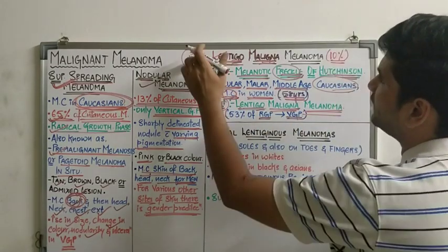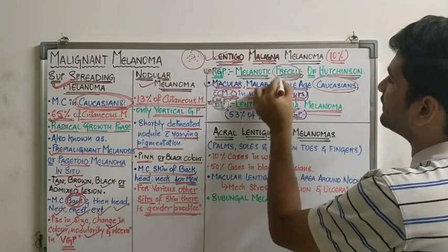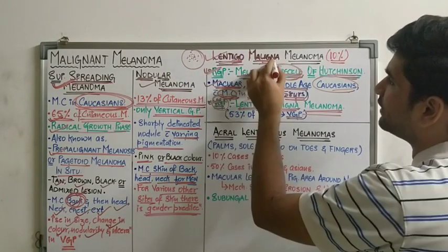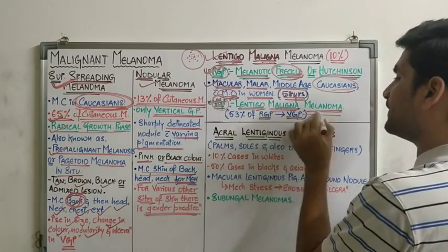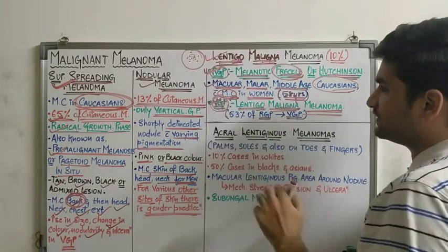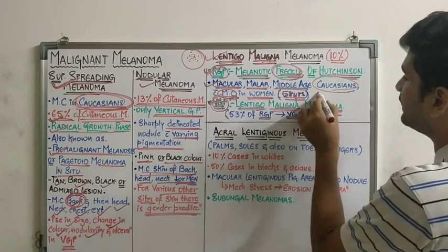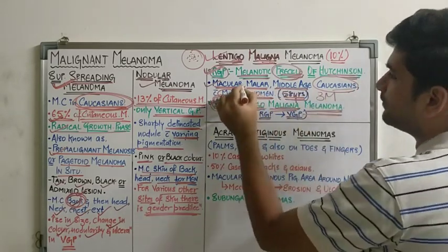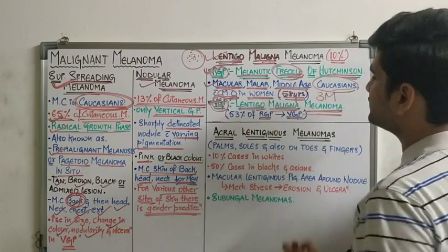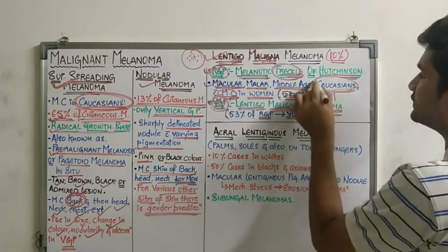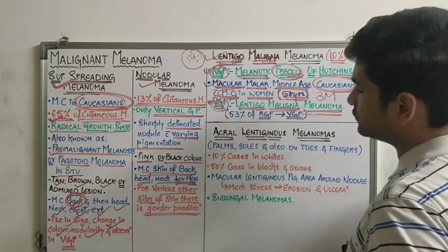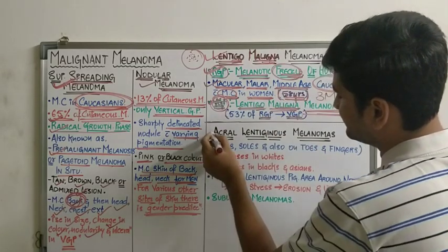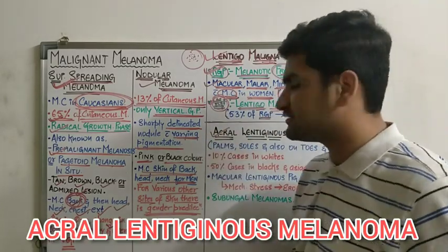So this was all about lentigo maligna melanoma. What do you have to remember? Freckle type lesion or lentigo maligna in radical growth phase, lentigo maligna melanoma in vertical growth phase. You need to remember 3M. 3M consists of macular, malar and middle age group of people, mainly Caucasian group, most common in women, 58 years of age. Now next is acral lentiginous melanomas.